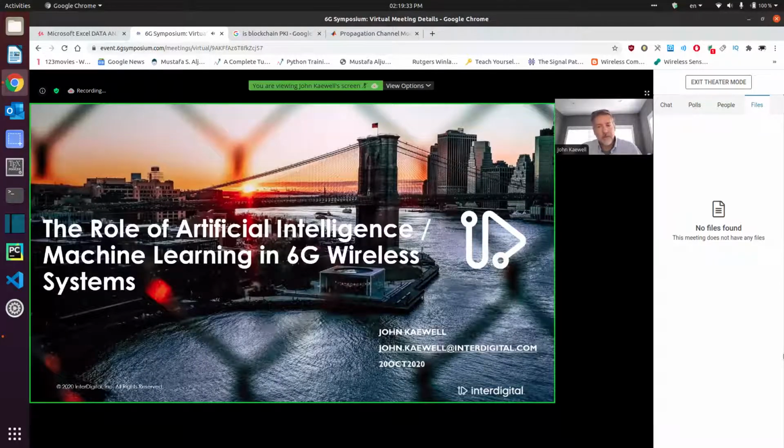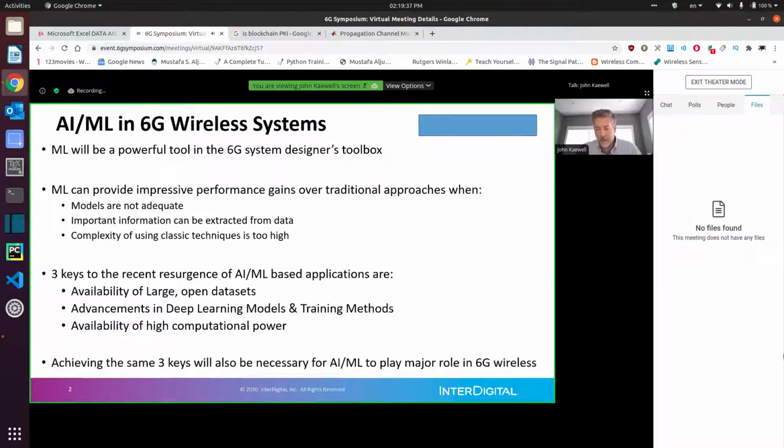My talk today, and my vision for AI, I'm going to focus on what happened to bring about the resurgence in AI and machine learning for applications. Basically, we're all looking at machine learning as a set of tools that will enable us to achieve higher performance as we tackle the issues and the complexity of 6G systems in the future. And ML can provide impressive performance gains over traditional approaches when our classic models are not adequate. ML allows us to extract information from the data itself. And also, there's potential for ML to help us deal with complexity that might be more favorable than trying to tackle some of these air interface problems using classic techniques.